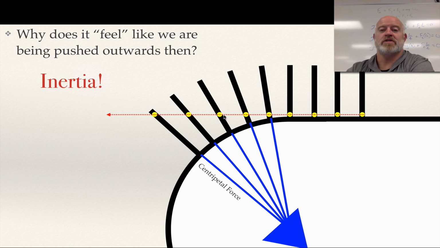Okay, so it wants to move in a straight line, and instead of curving with the car, that feeling we get is because of the inertia that we have wanting us to move in a straight line. Okay, so that's kind of where it comes from. You ever want to test this out?